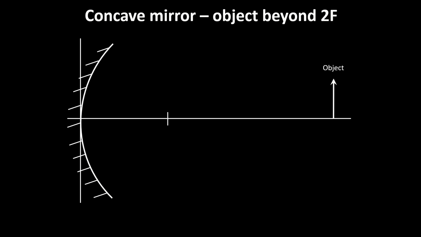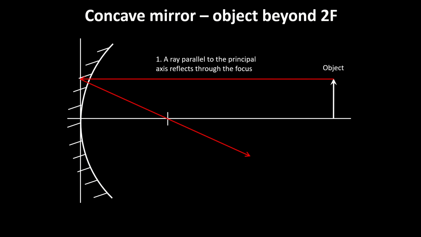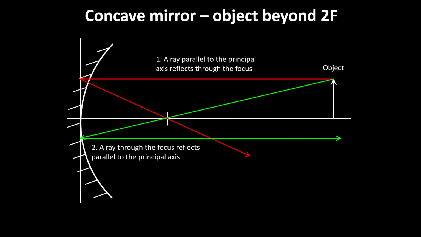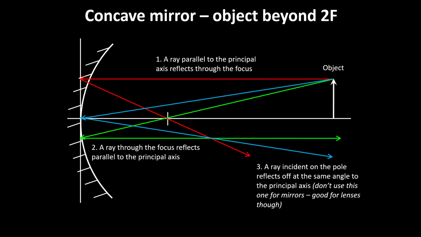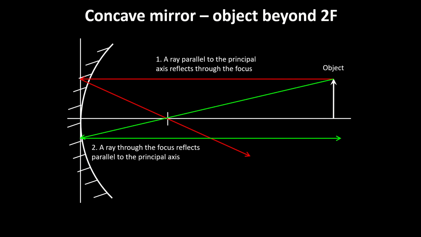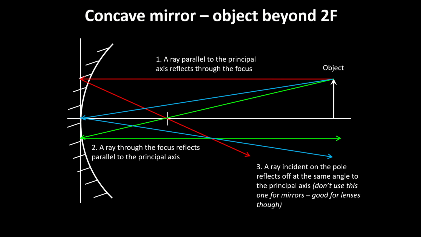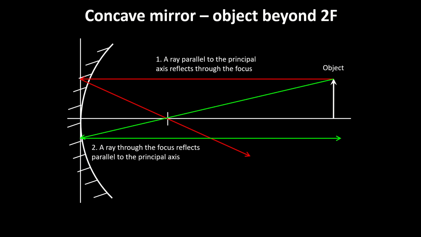So in this case, we've got those two rays we can draw. The first one is a ray that goes parallel to the principal axis, reflects through the focus point. And the second ray, remember there's rays going from the object in all directions, but we're just looking at two of them. A ray that goes through the focus point reflects parallel to the principal axis. Now, the third one, if we wanted to draw it, would be this one. A ray that's incident at the pole reflects at the same angle to the principal axis, but we're not going to use that one, so I'm just going to ignore it. But you notice that it did cross at the same point. So we just need those two.